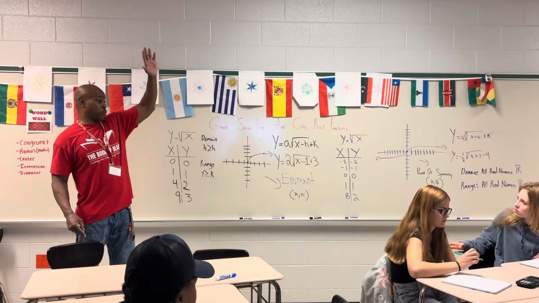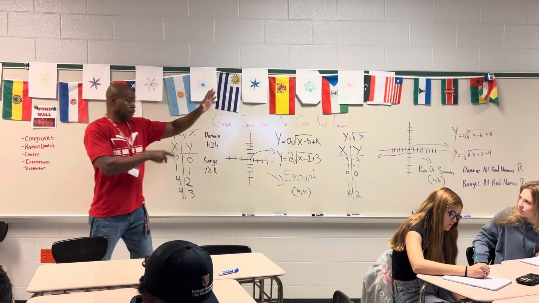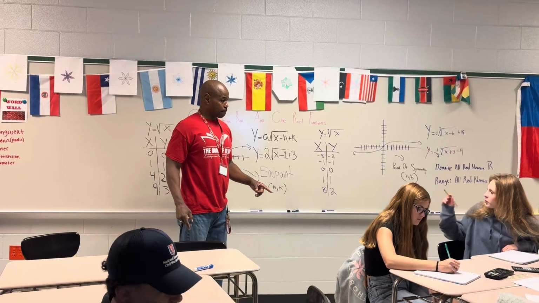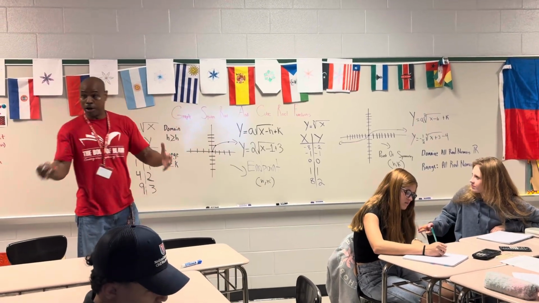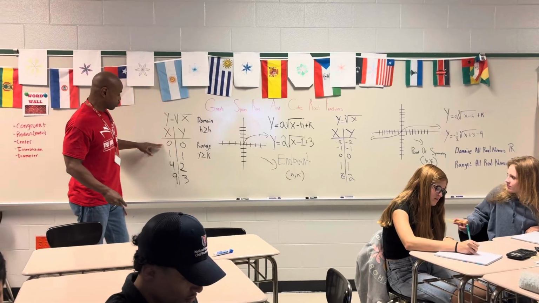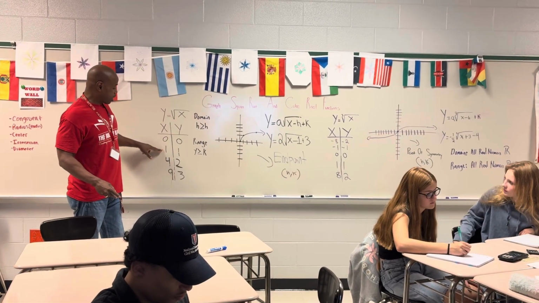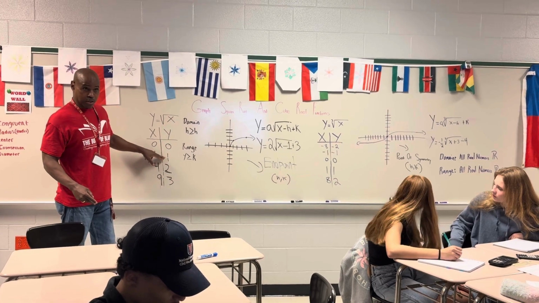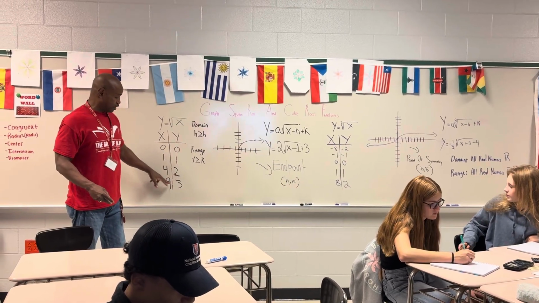Anybody know what a perfect square is? A perfect square is when you take the square root of a number, you get a whole number. So we're always going to use 0, because the square root of 0 is what? 0. Square root of 1 is what? 1. Square root of 4 is what? 2. Square root of 9 is 3.